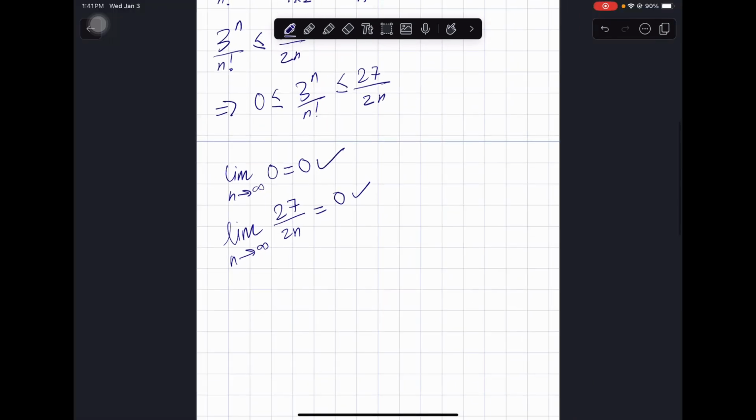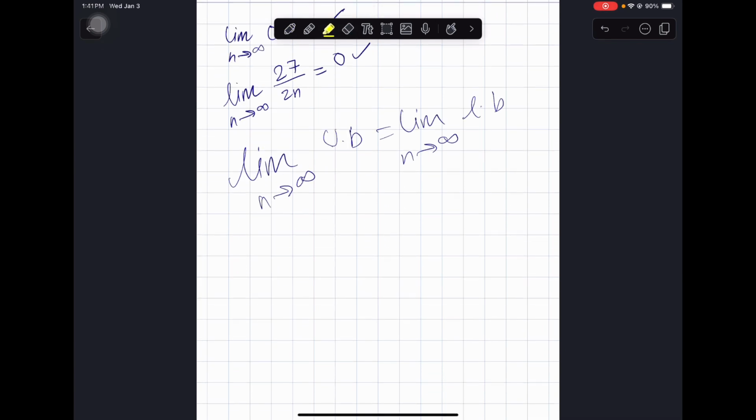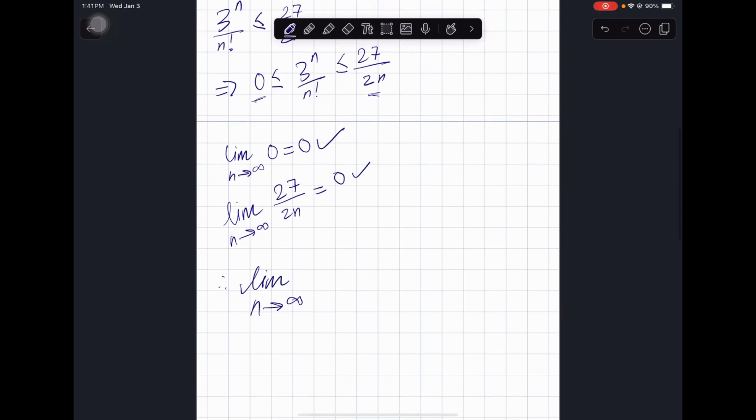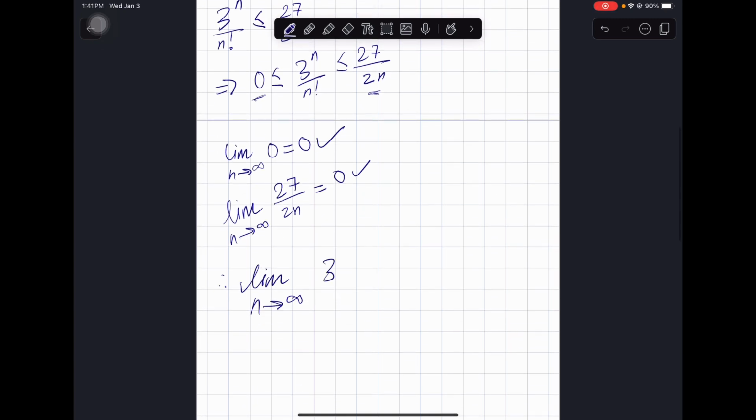So now you can apply the squeeze theorem, right? Because the limit of the lower bound and the upper bound are equal. Therefore, limit n tends to infinity of 3 to the power n over n factorial is equal to 0.